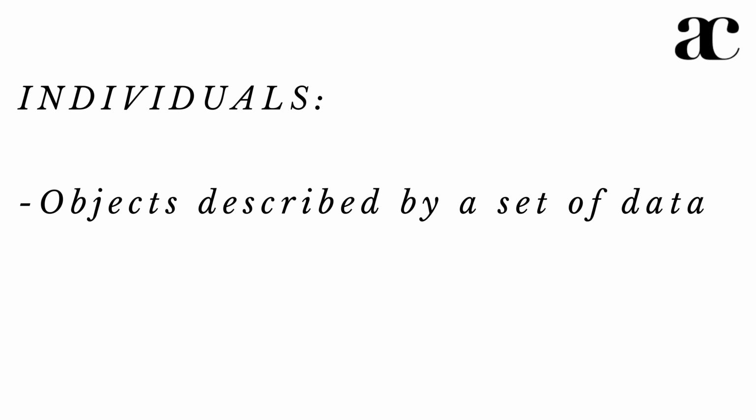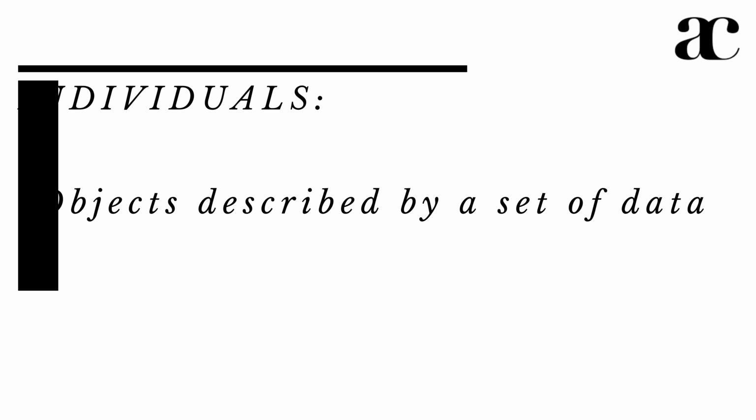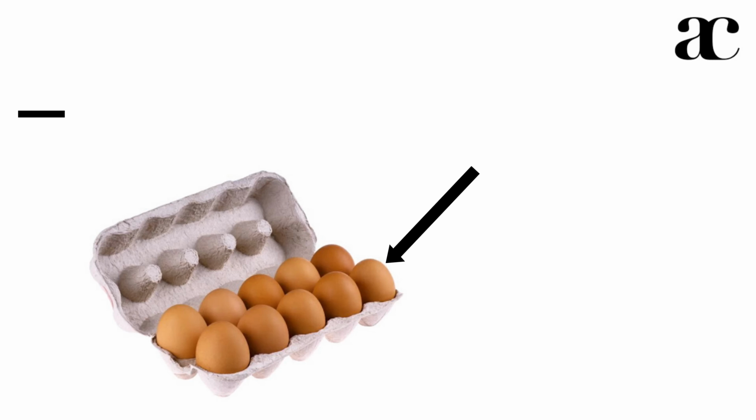For example, if I take a carton of eggs, as seen in the example shown here, in the carton of eggs, the egg itself is the individual, because we are going to be describing the egg. So anything referring to the egg is the individual, because that is what we're going to be describing.